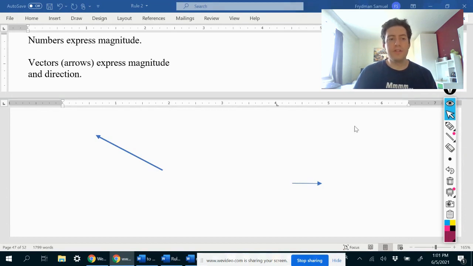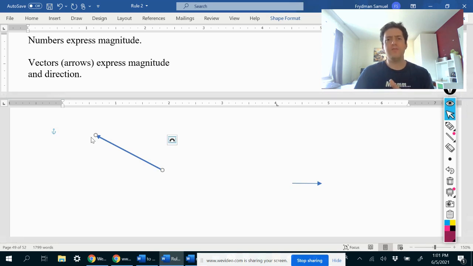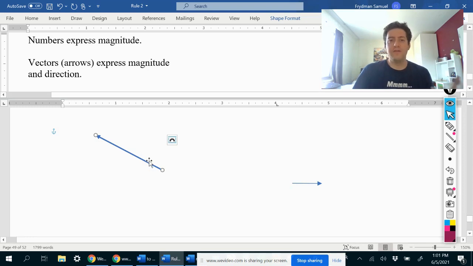So, like numbers, vectors can express magnitude, how powerful something is or how big something is, but vectors can also express direction. So, for instance, a vector might be used to describe the wind. And if the wind is blowing really strong, then we might draw a vector which is very long. Okay, so the length of the arrow, or the length of the vector, tells you the magnitude of that vector, how big it is, how powerful it is, how strong it is. And then the direction of the arrow, or the vector, tells you what direction it's moving in.